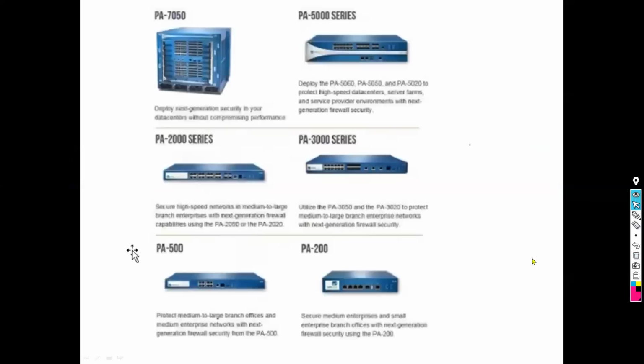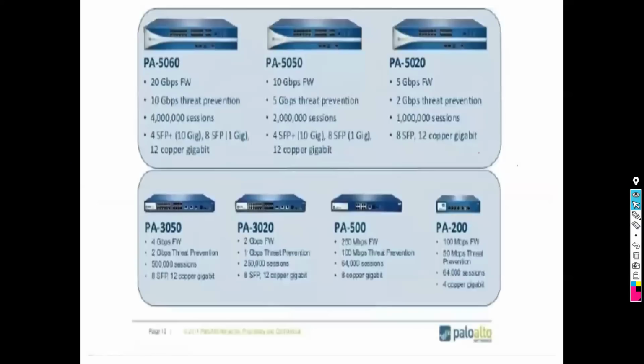Now let's talk about device capabilities. For example, we need to compare our devices, our products. If you are working with the PA200 series of firewall device, what is the firewall throughput? 100 Mbps. This firewall box you can use in a small organization, in an entry-level organization. Of this 100 Mbps, 50 Mbps is dedicated for the threat prevention technique. What is the threat prevention technique?